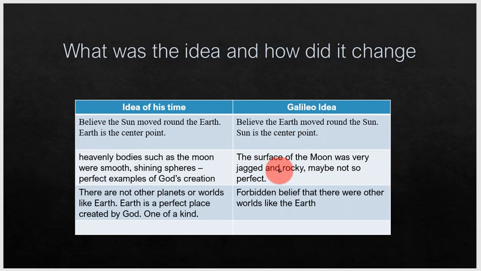And so this forbidden belief that there were other worlds like the earth. Maybe Galileo started to put this idea in people's heads that the earth is not the center of the universe, that there might actually be other places like the earth. These were ideas Galileo was coming to, not based on dogma or hearsay or what somebody else had said, but based on observations that he himself was making and that anybody else could make and test as well. And that's the basis, or the bedrock, of science.